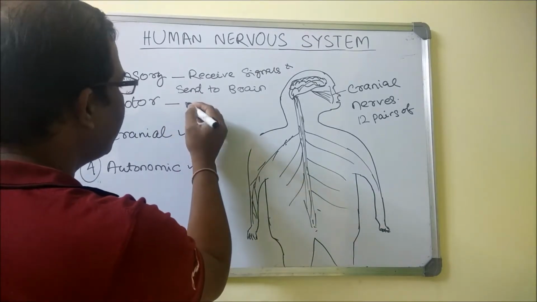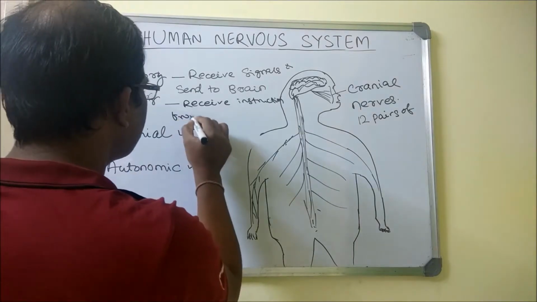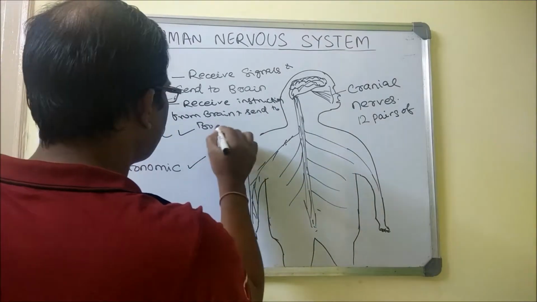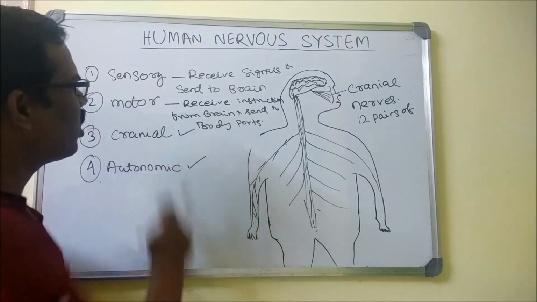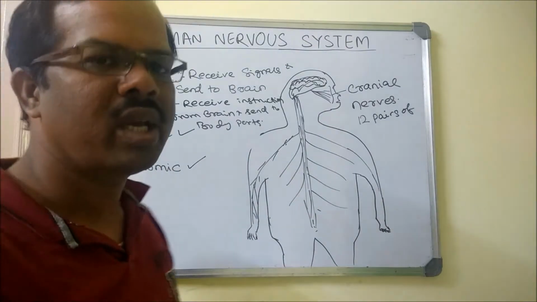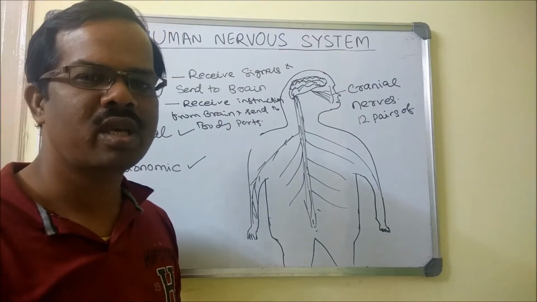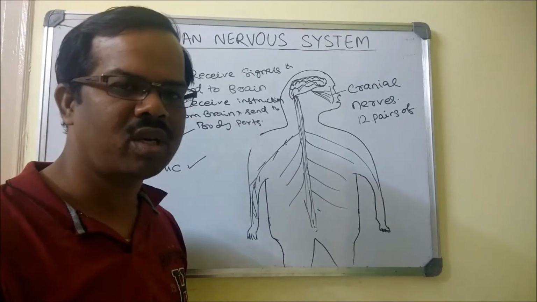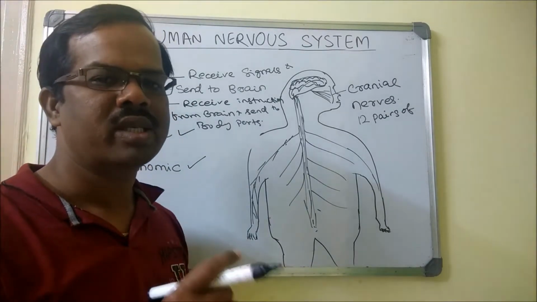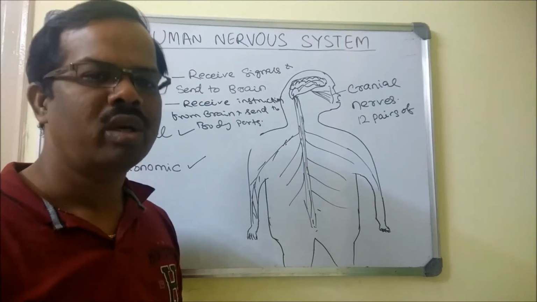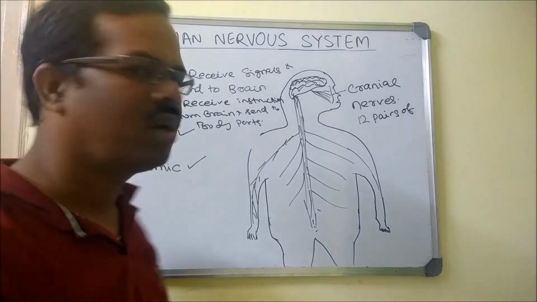Motor nerves receive instructions from the brain and send them to body parts. So you can see that sensory nerves and motor nerves are working in opposite directions. The sensory nerve receives the signal from the body part and transmits it to the brain, whereas the motor nerves transmit the signals from the brain to the body parts. So we discussed the different types of nerves.